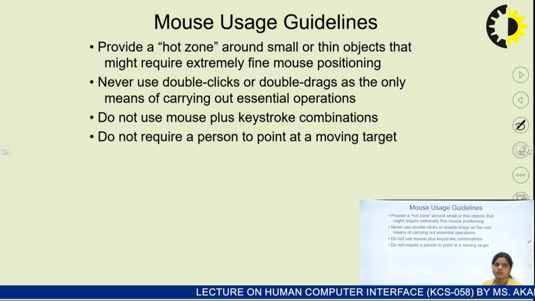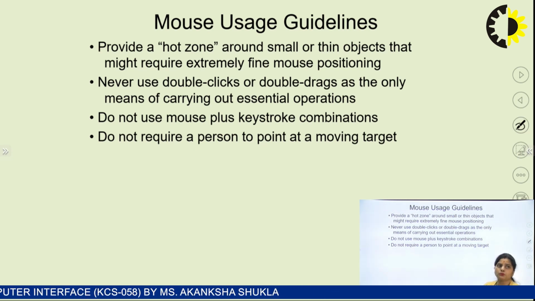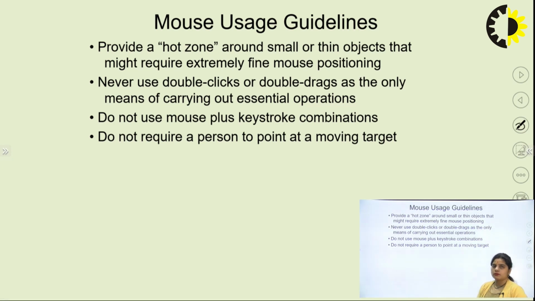The mouse usage guidelines are: provide a hot zone around small or thin objects, and do not require a person to point at a moving target. Do not require, and do not use, mouse plus keystroke combinations. So these are some guidelines while using the mouse. We all have to follow these guidelines.